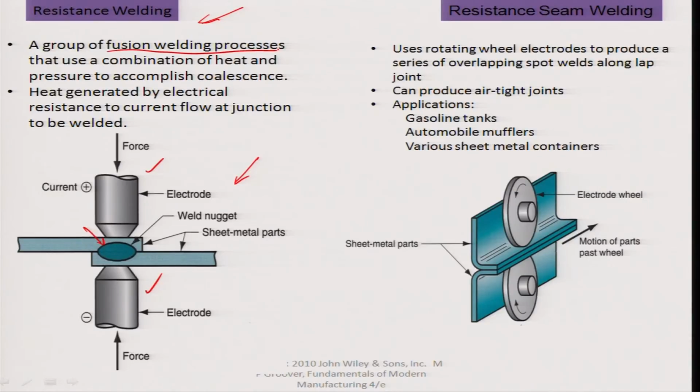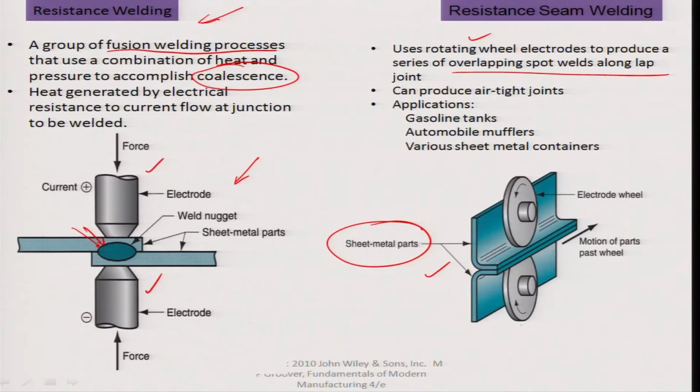Okay, so it's a combination of that fusion welding along with pressure which can accomplish the coalescence of the nugget, and that results in a hard zone in between both the sheets to join them. You can use this resistance welding method in a seam. So you can see here, for example, these are two sheet metal parts which are joined by a pair of rotating wheel electrodes, which produces a series of overlapping spot welds.